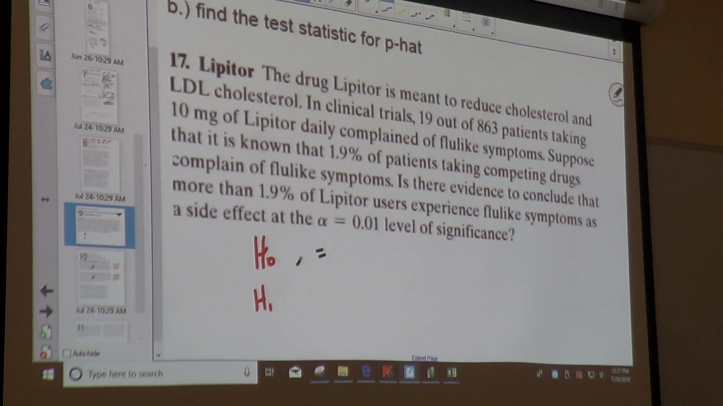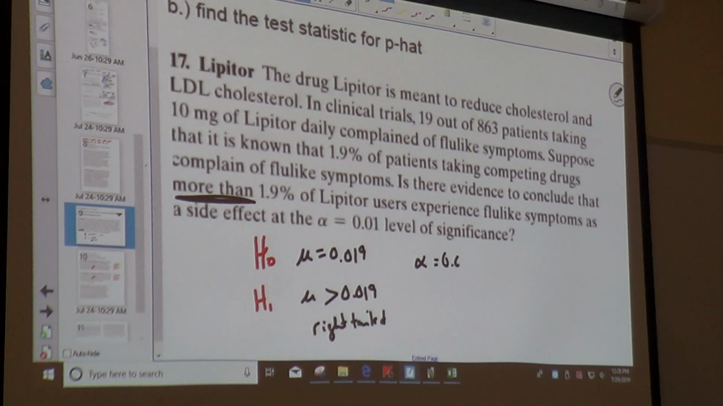Okay. What is the next one going to be? It says more than. Is my test left-tailed, right-tailed, or two-tailed? It is going to be right-tailed. They told me that alpha is equal to 0.01.